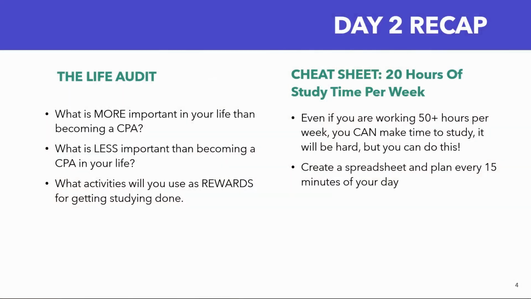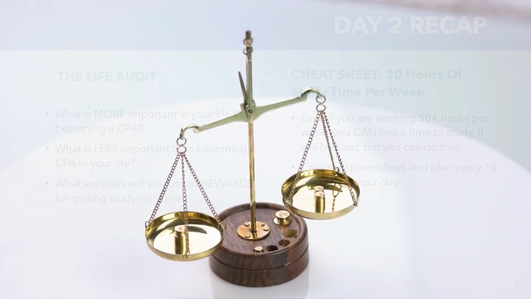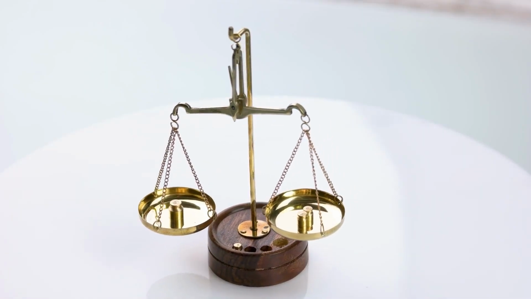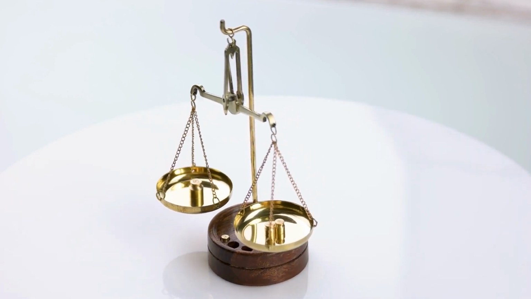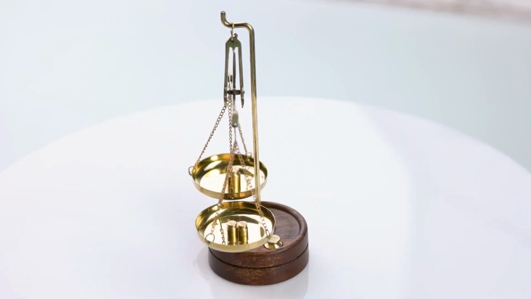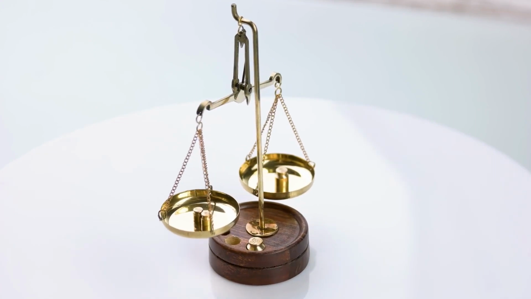and best case scenarios. Okay, so on day number 2, we discussed once you have your plan, how do you actually make the time to stick to it? So we completed a life audit exercise and then went through the cheat sheet for how to find 20 hours per week to study, even if you're working full time. So again, the life audit: what is more important in your life than becoming a CPA? What's less important? And then what activities will you use as rewards for getting your studying done?